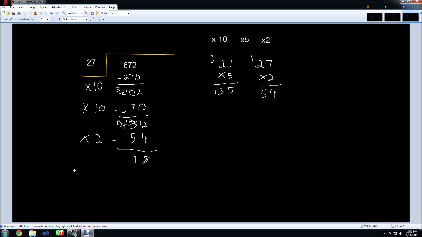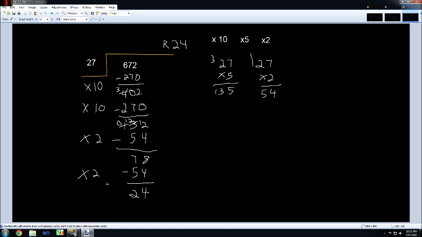So I know I can take out another 2 groups of 27. That's 54 again. And again we will subtract. 8 minus 4 is 4. 7 minus 5 is 2. Okay, once this number is smaller than this number, you are done dividing. This number becomes your remainder. So I have a remainder of 24 now.